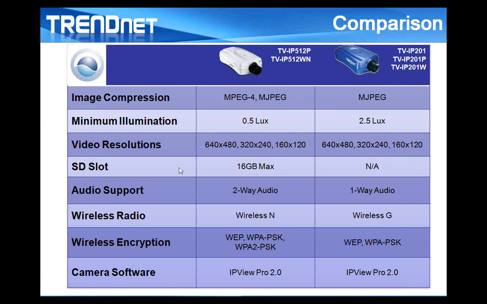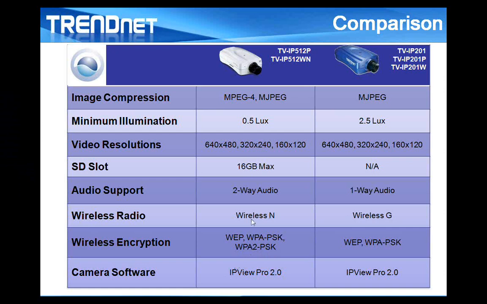You have the SD card slot, which the 201 did not have. Audio support is two-way compared to one-way audio. The 201 had a microphone for sensing audio in the environment. Wireless radio, when we're talking specifically about the wireless versions, we have wireless N now compared to our older wireless G in the 201. And of course, wireless encryption, we did add WPA2 PSK support.